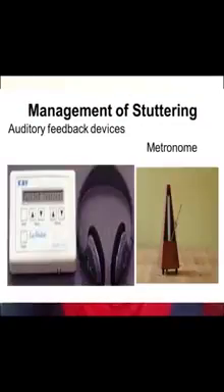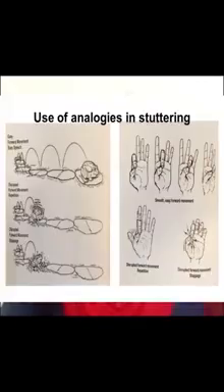We can also use instruments to establish fluency in persons who stutter. Various analogies can be used to make them understand the concepts of fluency and stuttering. It is also important that we work on the anxiety and tension in the person who stutters, thereby improving the overall quality of life of persons who stutter.